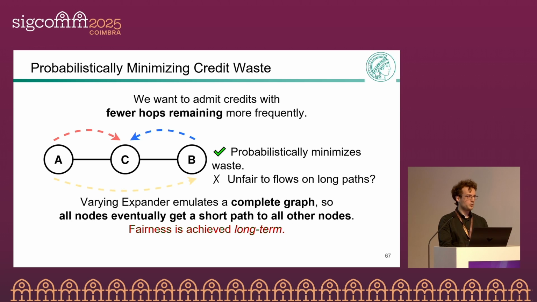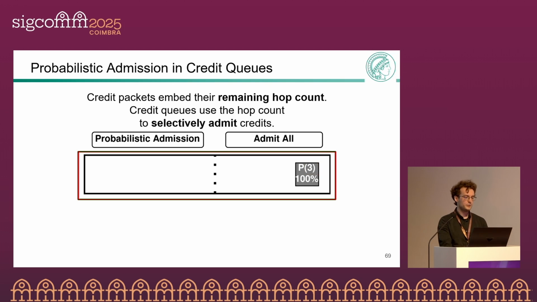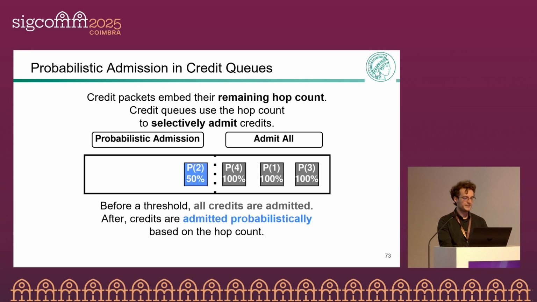Now, how do we go about implementing this idea? So we propose how to implement Flare in programmable switches. In Flare, credit packets embed the remaining hop count in their packet header, and then the credit queues that host these credit packets use this remaining hop count to only selectively admit these credits. Before a certain credit queue threshold, all credit packets are admitted, regardless of their hop count. As the queue grows, after this threshold is crossed, credit packets are admitted only probabilistically based on their hop count, with lower remaining hop count leading to a higher admission chance.